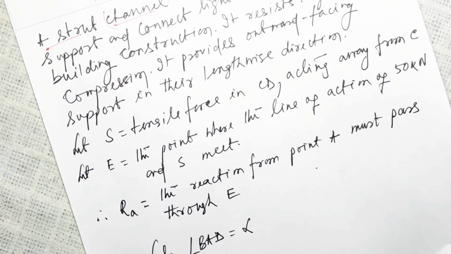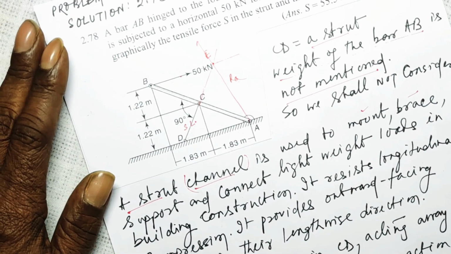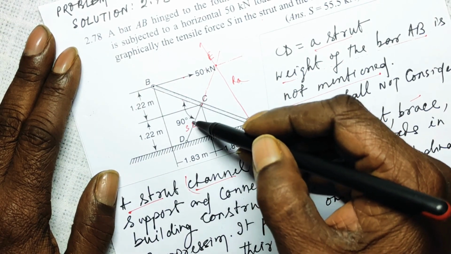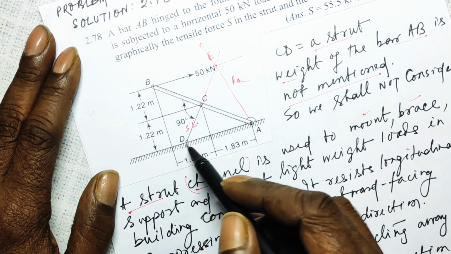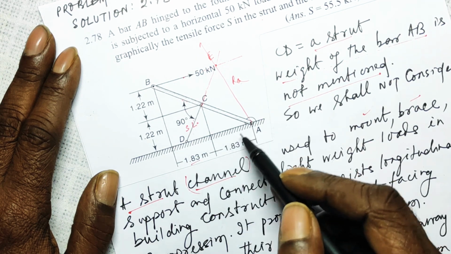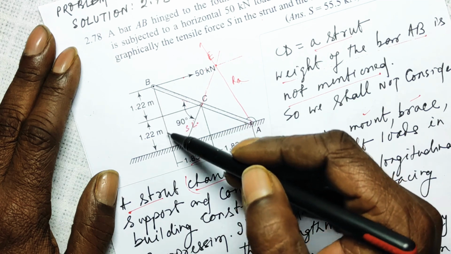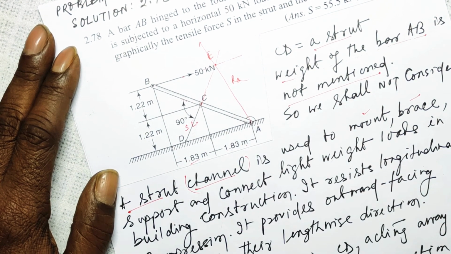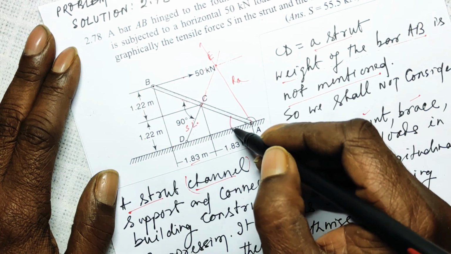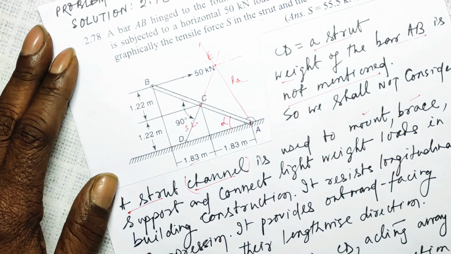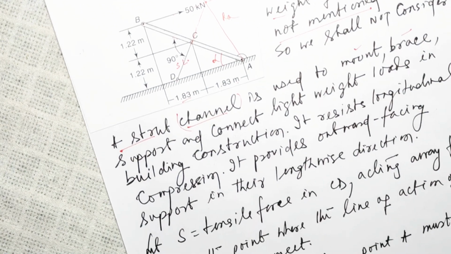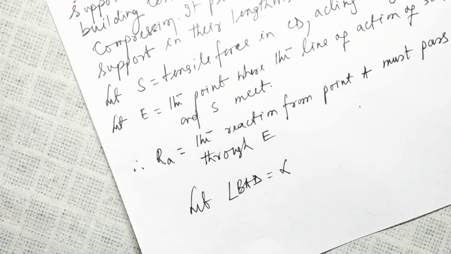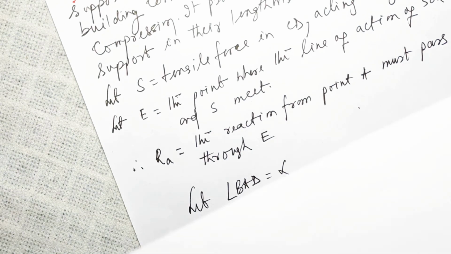Now the question is, this angle is given as 90 degrees. From here to here is given as 90, this length. From here to here is 1.83, from here to here 1.83 meter, from here to here 1.22, from here to here 1.22 meter. That is what is given. Let this angle be alpha. Now let me show it in a different diagram, the redrawn diagram. So you can compare it with the original diagram and find out the different angles.